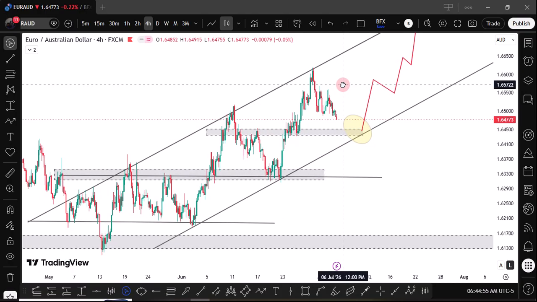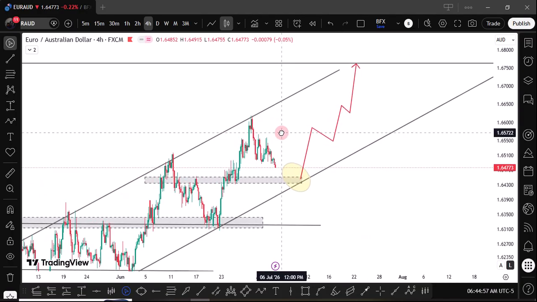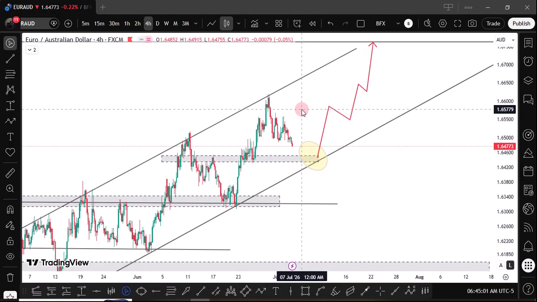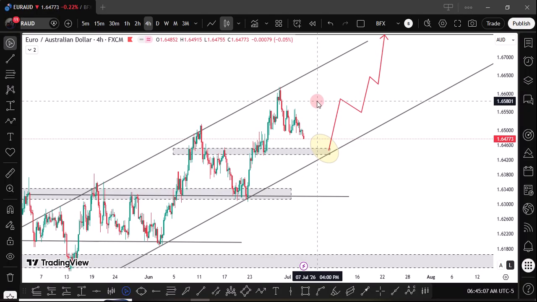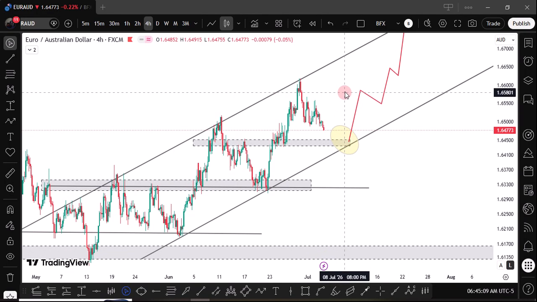So it's a good trade. It's a continuation trade. It's not a reversal, it's a continuation trade. So it's easier to trade continuation than reversal. So this is a good trade. This is a plus trade. This is what I call a plus trade.